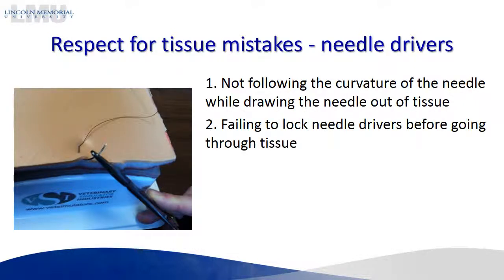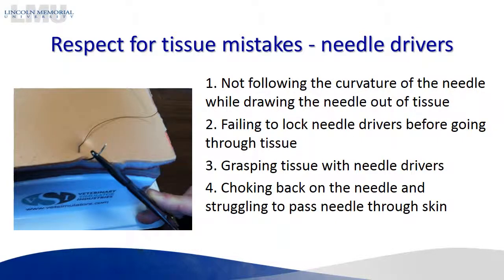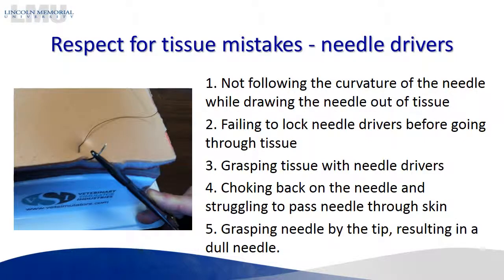Failing to lock the needle drivers before going through tissue is also a mistake. We want to decrease any wobbly nature of that needle as it's passing through tissue. Or grasping tissue with the needle drivers, which is inappropriate use of that instrument. You may also see choking back on the needle or grasping it very close to the swagged end, and then struggling to pass the needle through the skin, and as a result creating some excess tissue trauma there. Or grasping the needle directly on the tip, particularly when drawing the needle out of the tissue, and that crushes the tip and results in a dull needle, which then creates problems as the suture is placing the rest of the pattern.